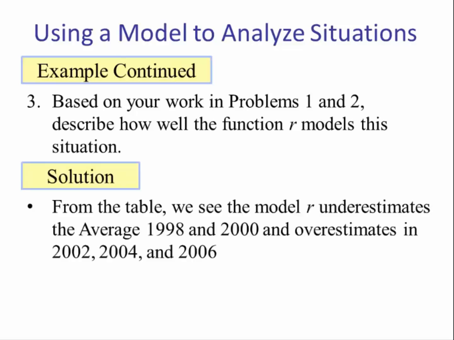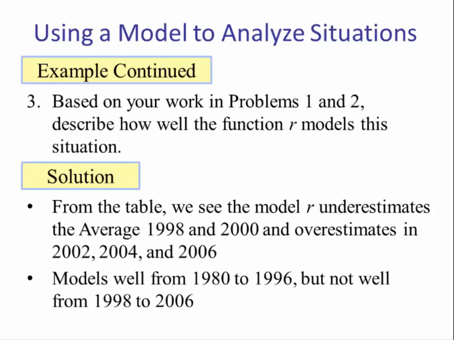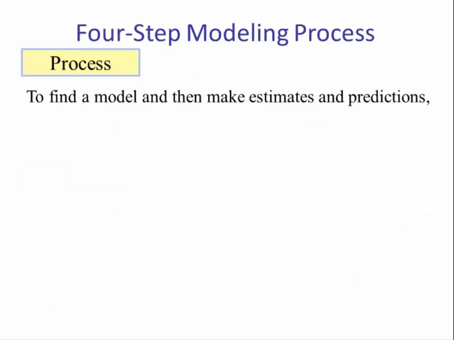Number 3, based on your work in problems 1 and 2, describe how well the function R models this situation. From the table, we see that R underestimates the averages in 1998 and 2000 and overestimates in the years 2002, 2004, and 2006. The model does a good job from 1980 to 1996, but not so well from 1998 to 2006.